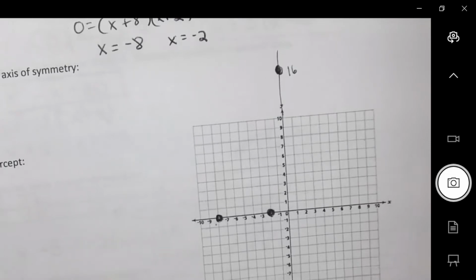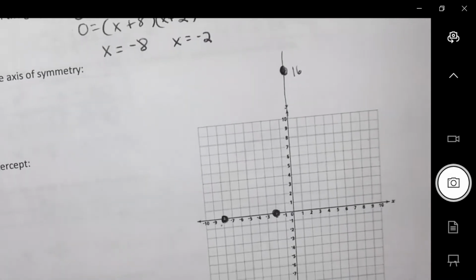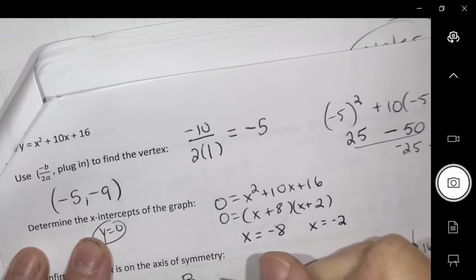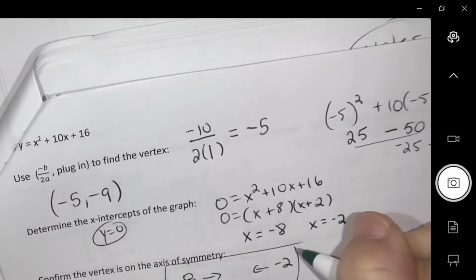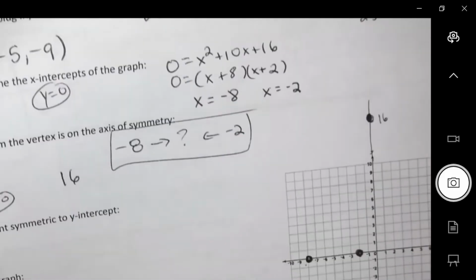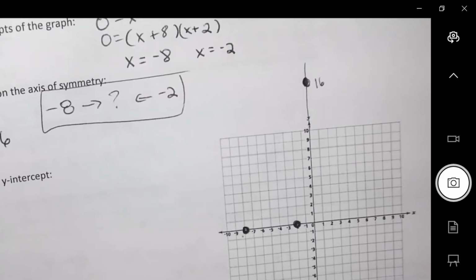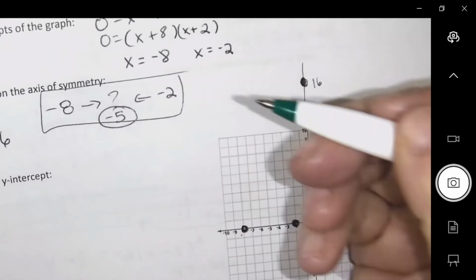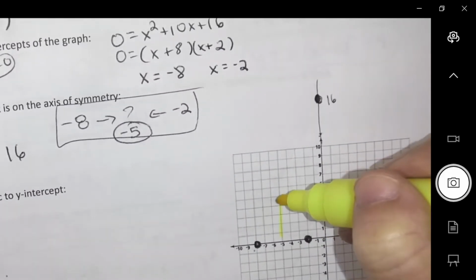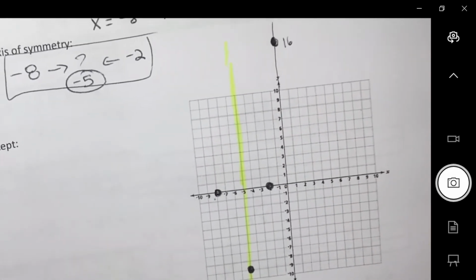Okay, so these are the 4 points we've discovered. So the question that we skipped says confirm the vertex is on the axis of symmetry. So here's my question. What number ended up being right in the middle of those two? Negative 5. Did our vertex land on that? Mm-hmm.